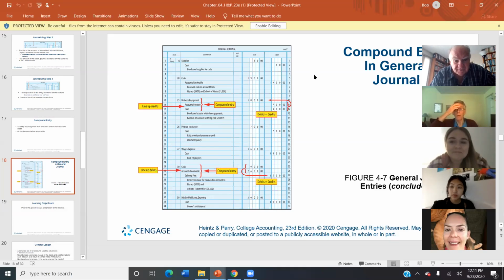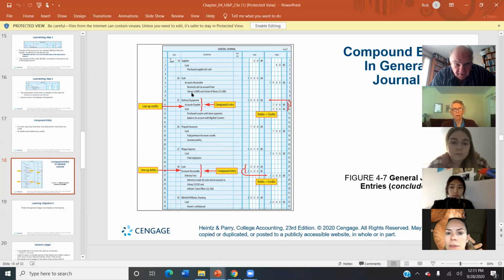So they're showing you some examples of journal entries. Debit supplies, credit cash. As soon as you see debit supplies, credit cash, you know the explanation could be purchase supplies for cash. Here, the explanation is receive cash on account. When we get cash on account, our cash goes up with the debit, and accounts receivable goes down, okay?